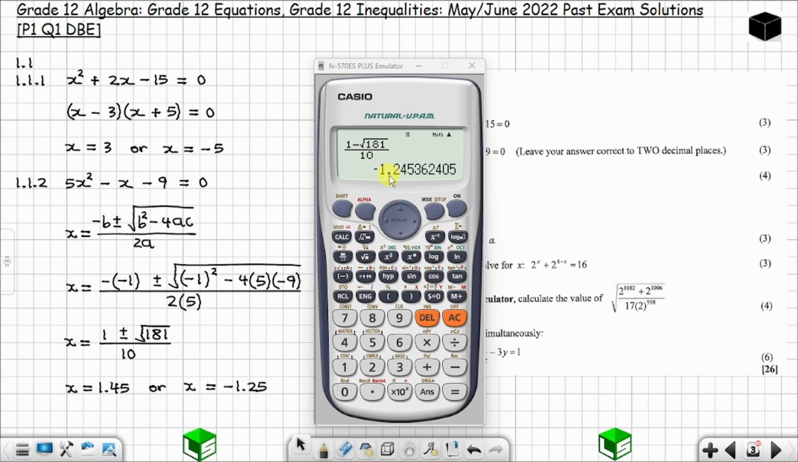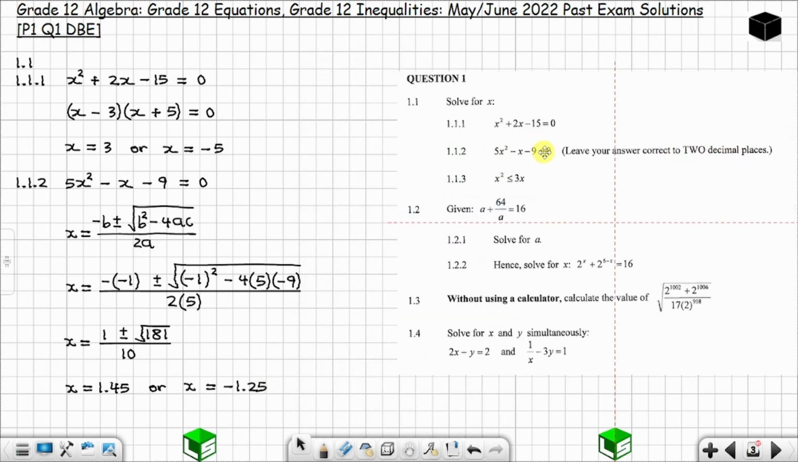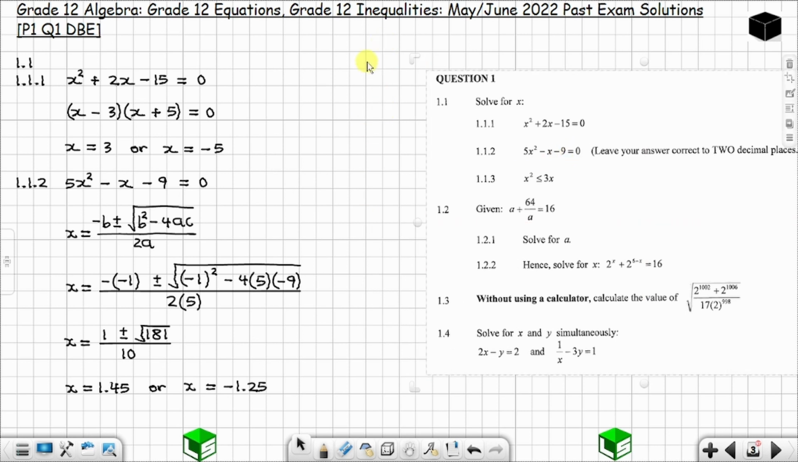1.25, negative 1.25, correct to 2 decimal places. Okay, so this is what you get. Now let's carry on. I'm going to have a line here. Okay, and now it's 1.1.3.